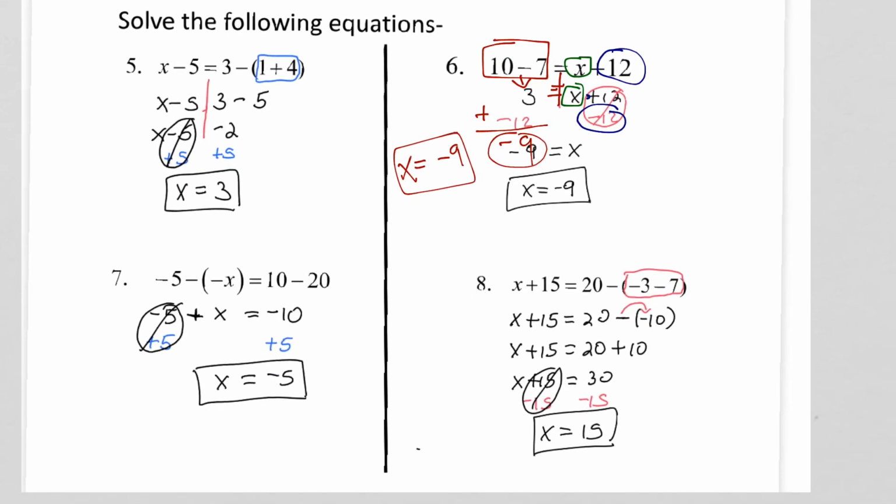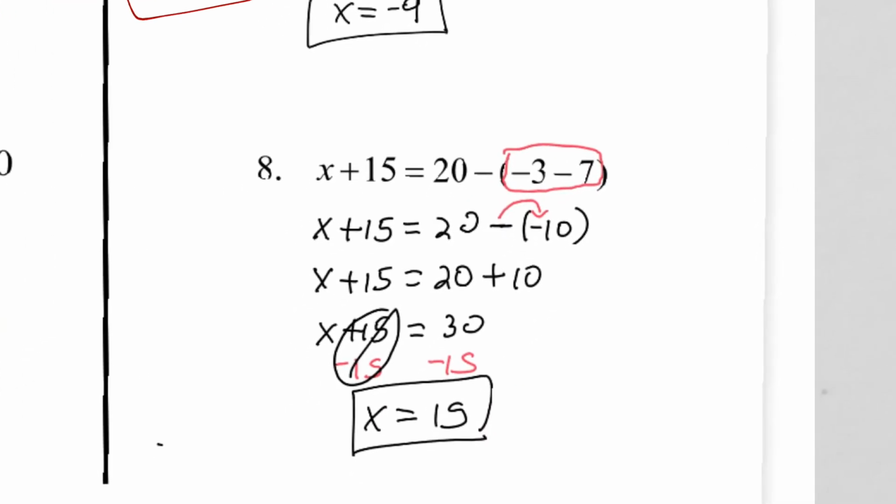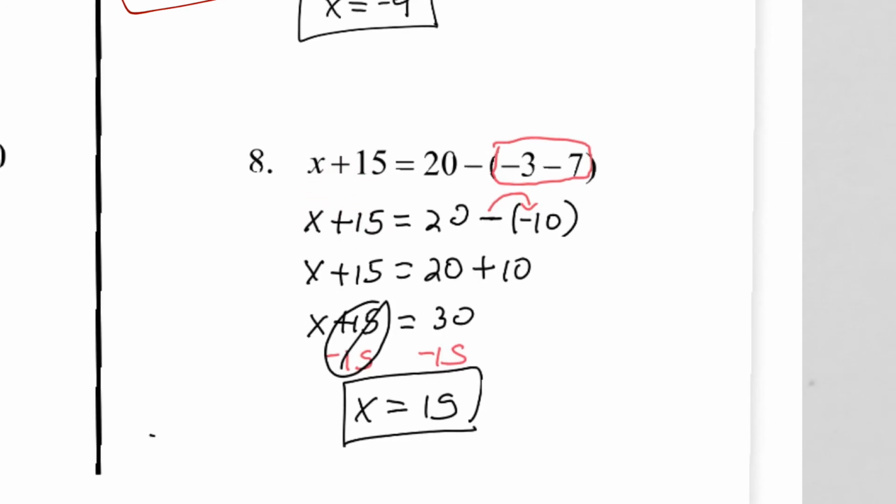Now, let's check number 8. Look at this one right here. My goal is to simplify both sides, this side and this side. So x plus 15, there's nothing to do yet. All we know is that the 15 is in the way. It's like, dude, get away from me. I'm just trying to be single over here. But before we can move, we have to simplify all this. So here's what gets tricky. We're going to have to use the distributive property.